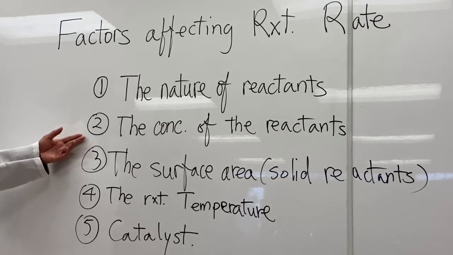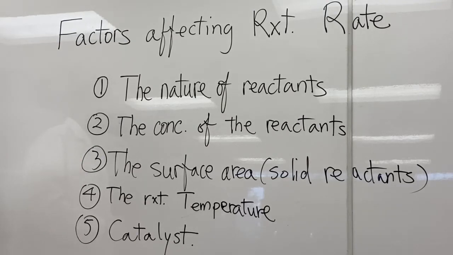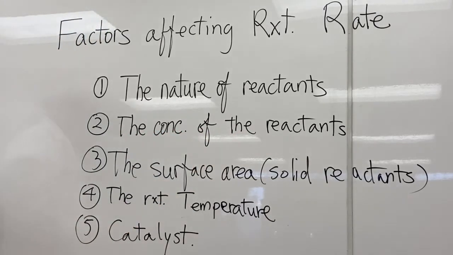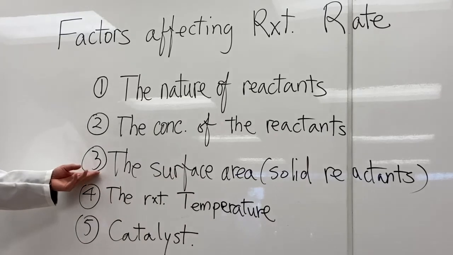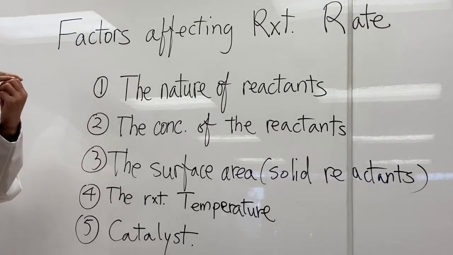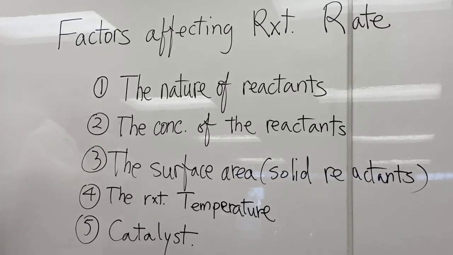Then the concentration of the reactants. How many particles are there in the reaction system? The more particles you have, the higher the concentration, the faster the reaction. For a solid reactant, what is the surface area? That can have an impact on the reaction rate. Only the particles on the surface of a solid reactant can react. Particles inside cannot react. So the greater the surface area, the faster the reaction.